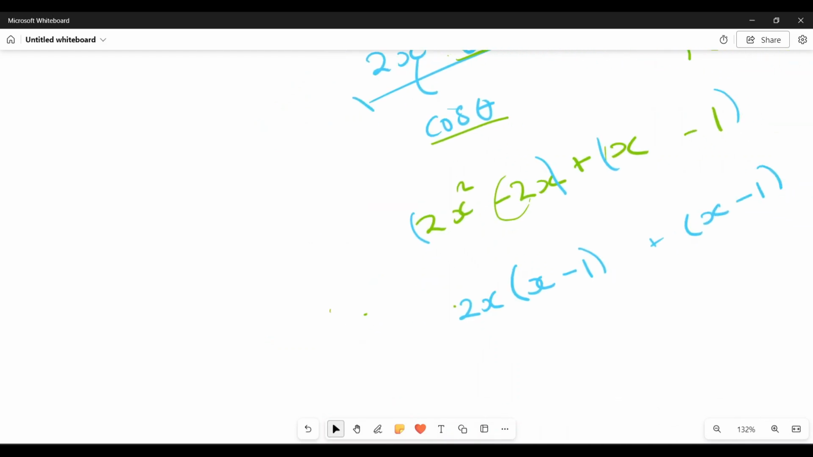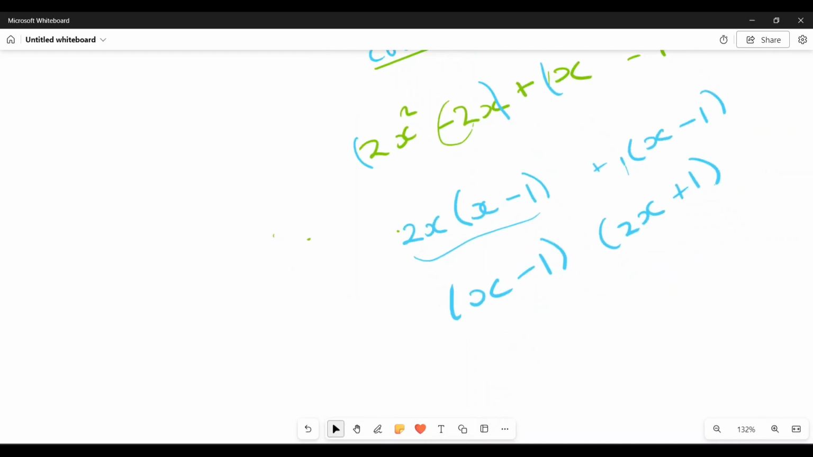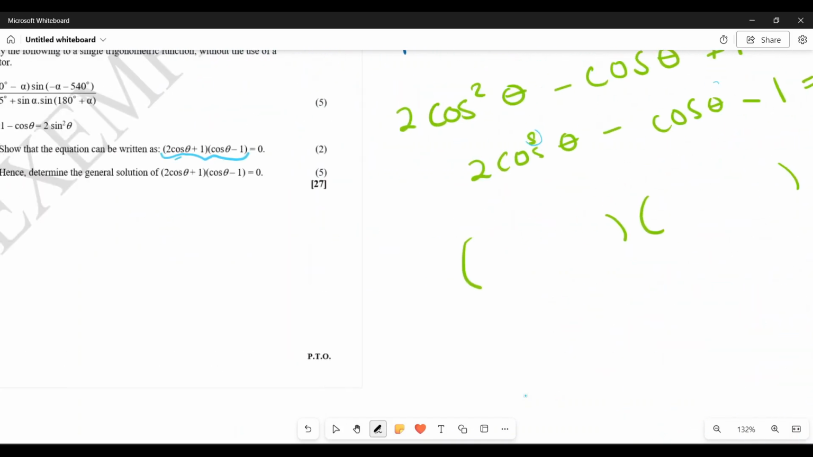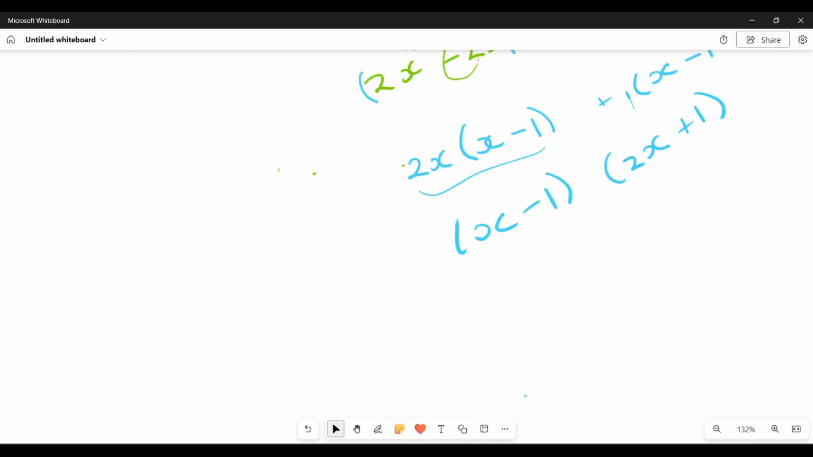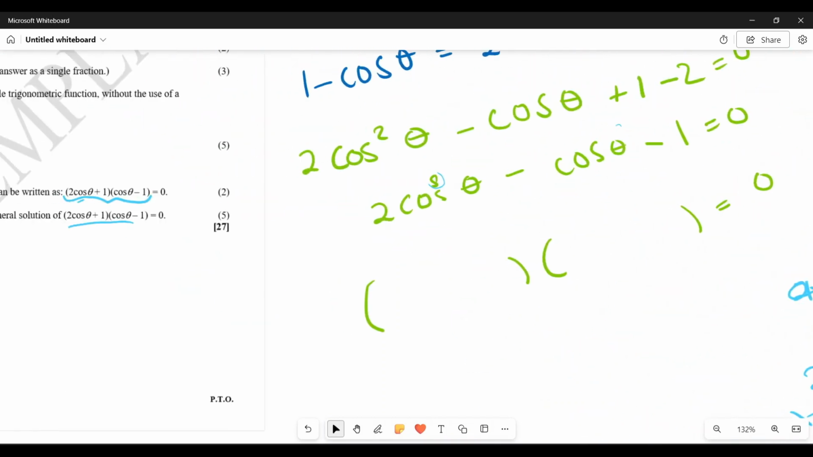Now, both these terms have negative x minus 1 as a common factor. If I take out x minus 1 as a common factor, what would be left? This side, I would be left with 2x, and this here is the same as the one that was multiplying here. I would be left with 1. Can you see that is the same as that? Because we said let x be equal to cos theta. So you can rewrite this as 2 cos theta plus 1 is equal to cos theta minus 1, right? Which is what you were trying to prove.